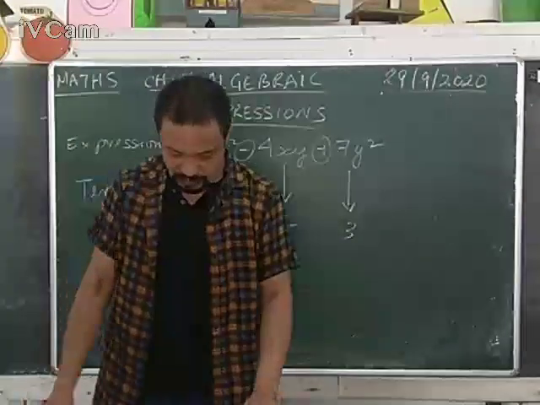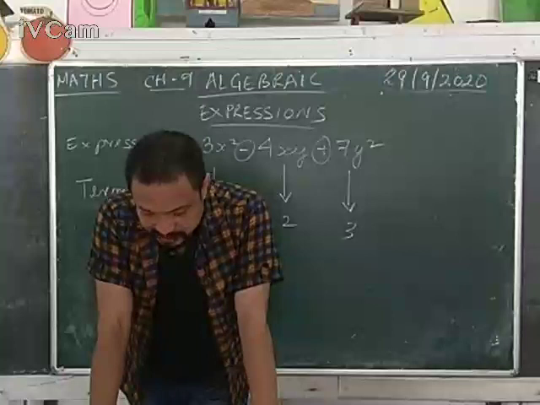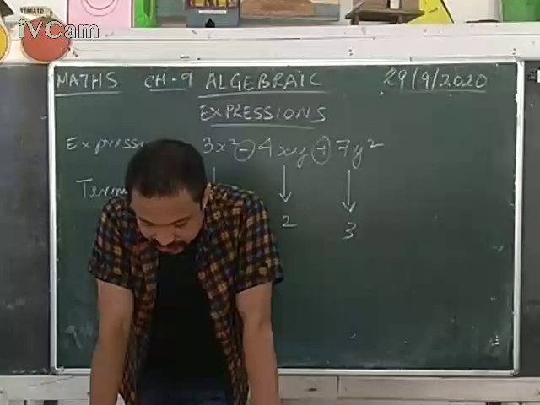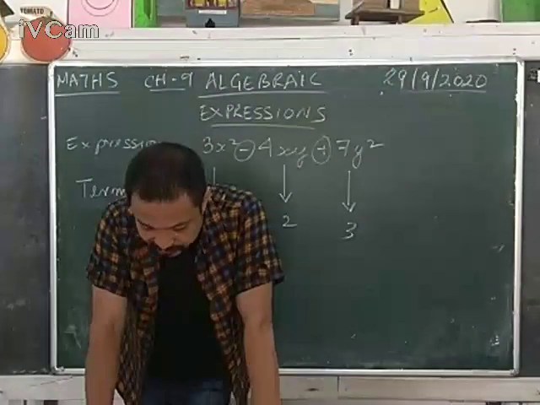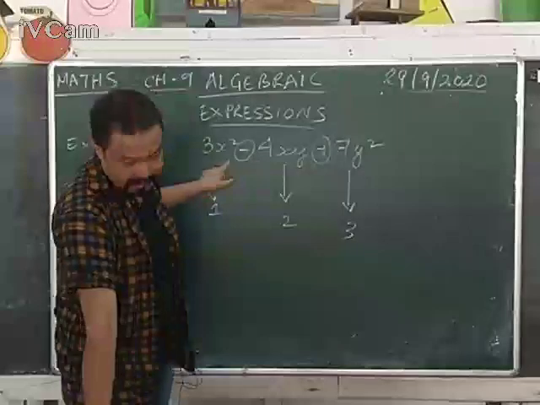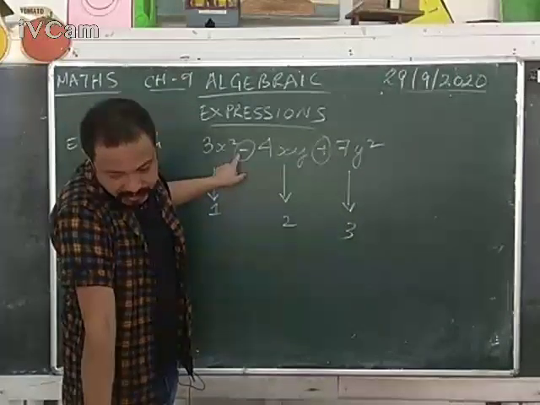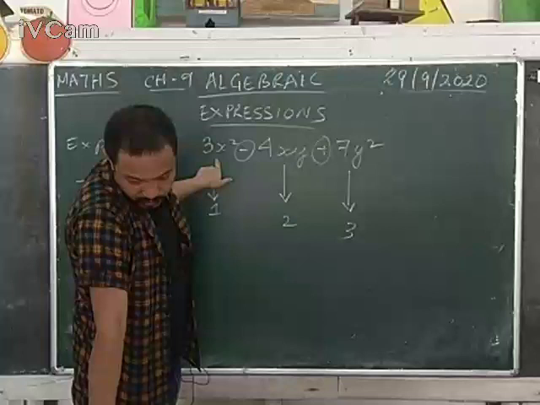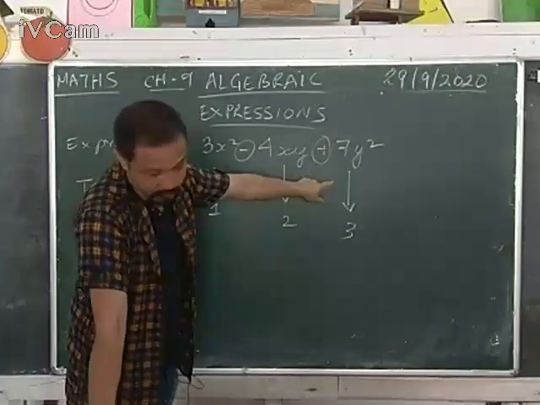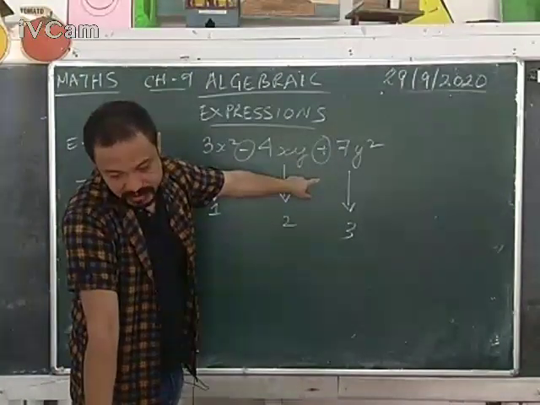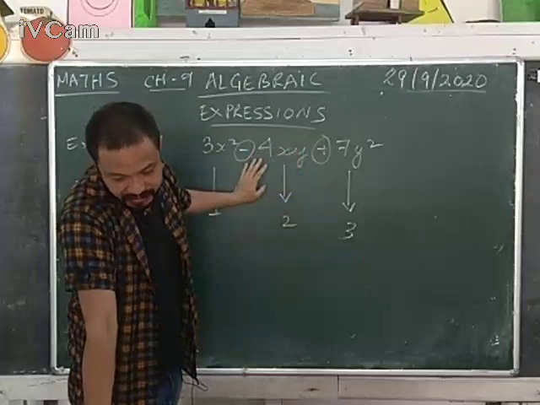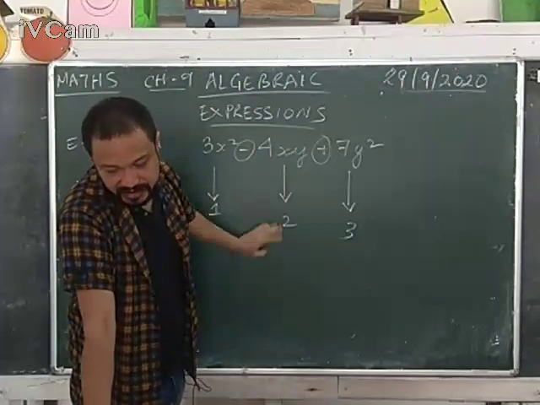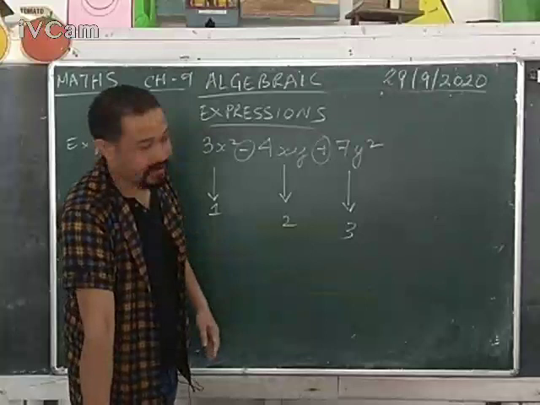Okay, so if you go to the book, a term is a part of an expression connected to other parts of the expression by a plus or a minus sign, as I've told you. Thus, 3x squared, 4xy, 7y squared are all terms of the given expression. Each term is further made up of factors. What are factors?